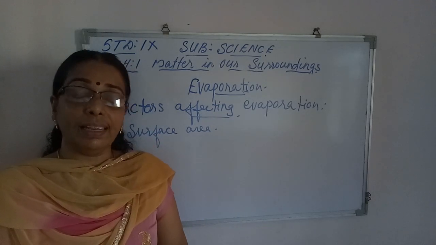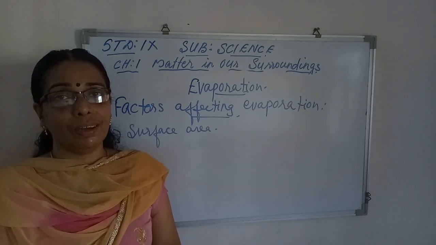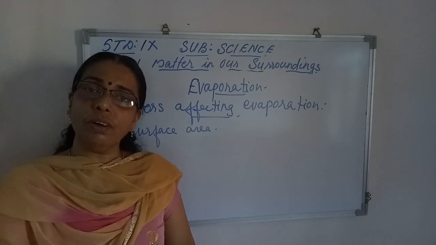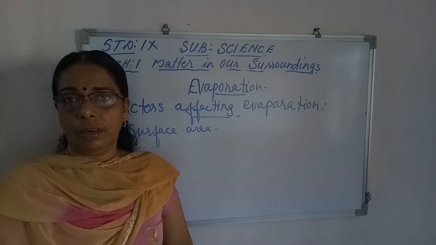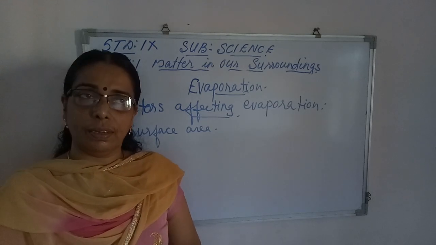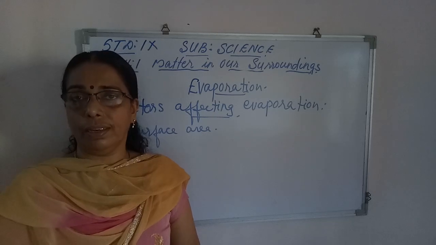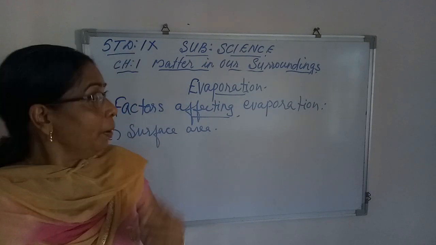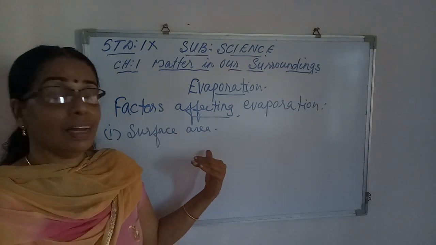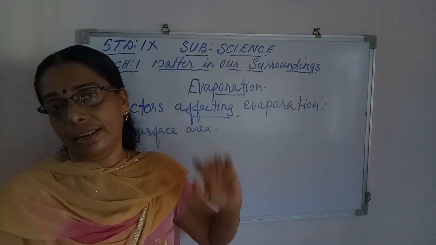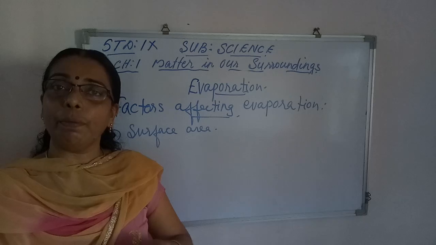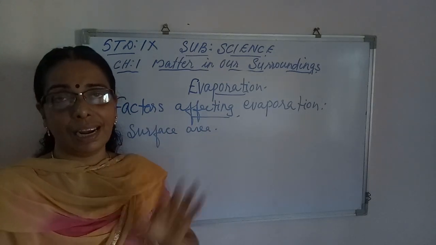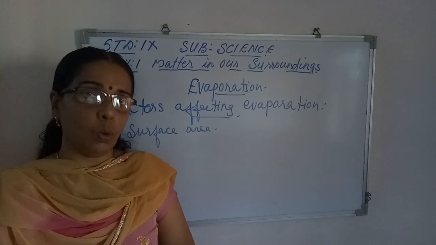In which case is the surface area more? Definitely it's in the plate only. Keep both the water undisturbed for some hours and afterwards observe it. We can see the evaporation becomes faster where the water is taken in the plate. The evaporation is faster than the water in the glass. Why? The surface area is more.